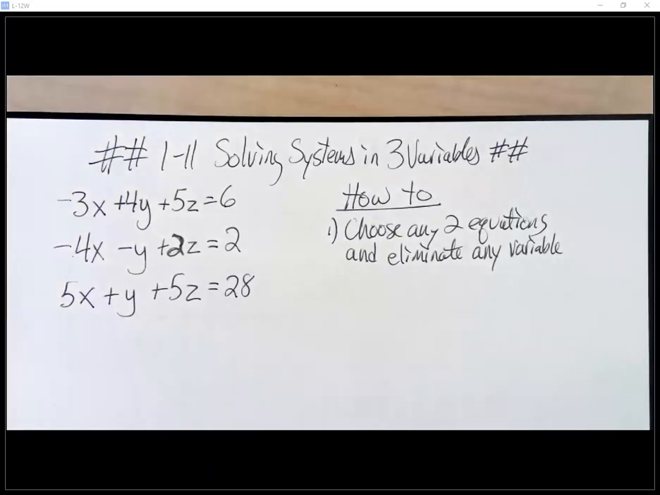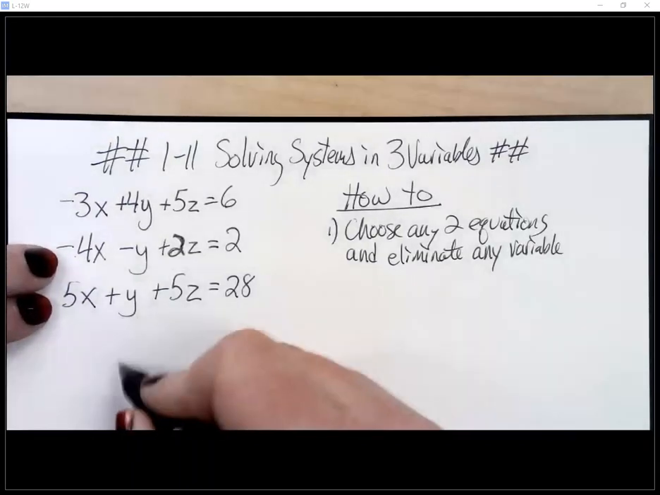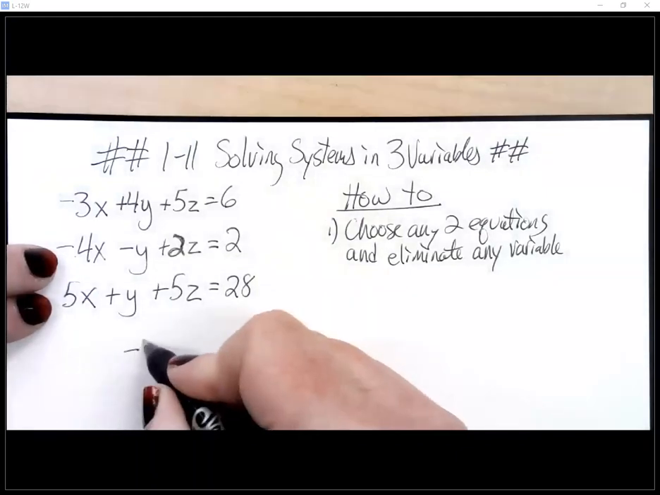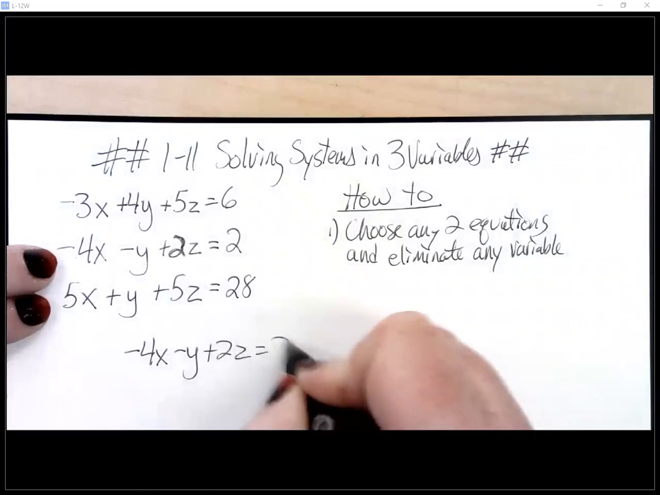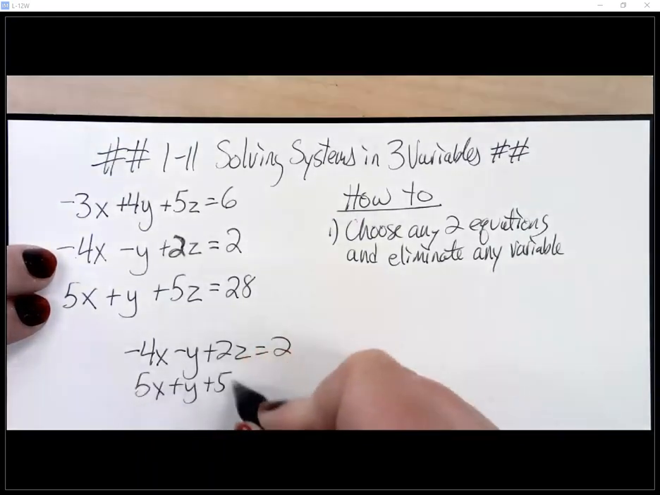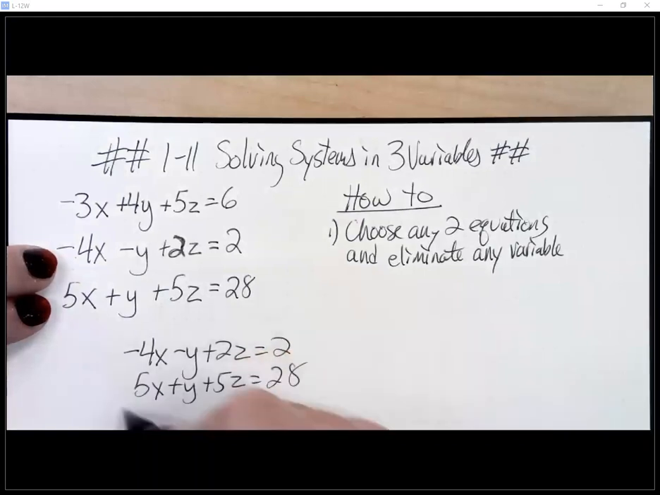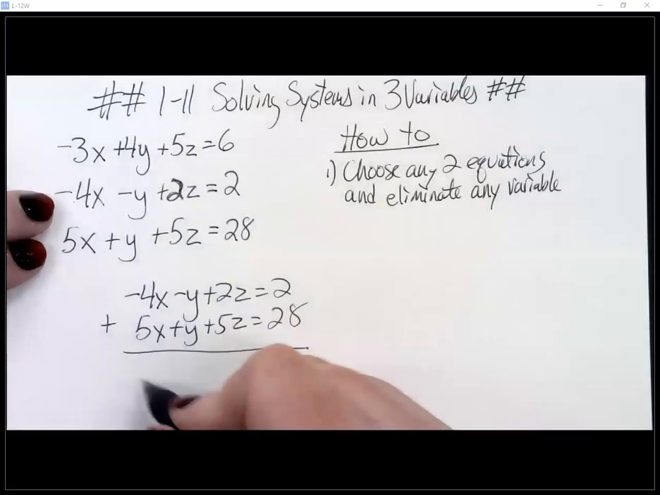So for our purposes, we're going to use the second and third one, and I'm literally just going to add them together. So I'll just rewrite them here. Negative 4x minus y plus 2z equals 2. So the y's are gone.